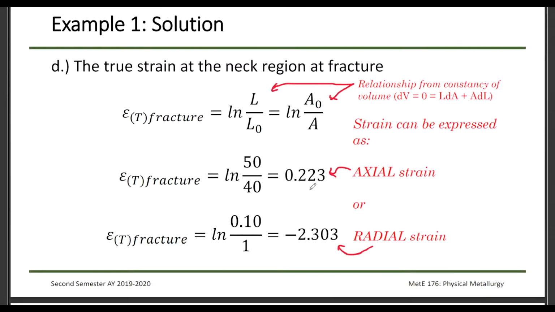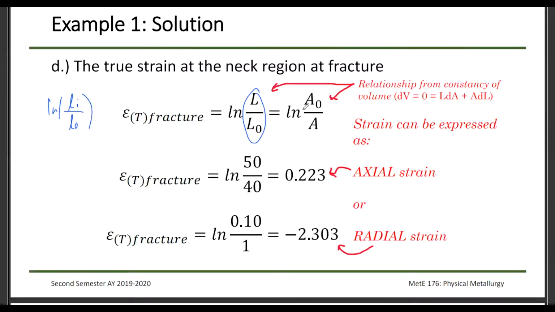Next is the true strain at the neck region at fracture. At fracture, the true strain is equal to the natural log of the instantaneous length over the original length. So we start with ln of L over L naught.